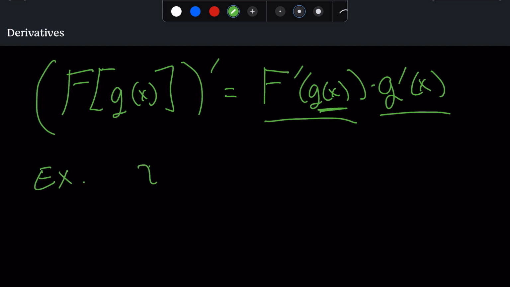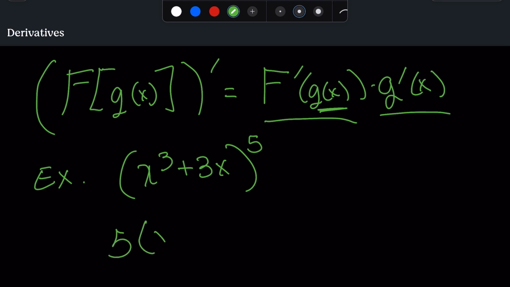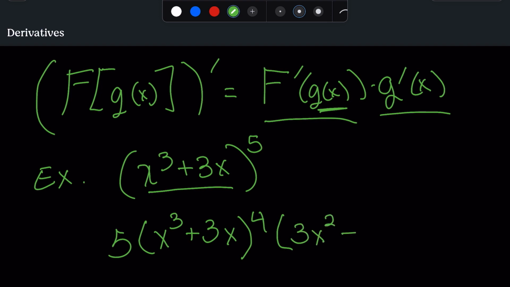So let's do something like x cubed plus 3x, all to the fifth power. Now if you look, you've got some stuff raised to the fifth power. Well, that'll be your whole outside f. So to take the derivative of something to the fifth power, that'll be 5 times the g part, which doesn't change right now, to the fourth power. So that's just a power rule. And now the chain rule says we need to multiply this times the derivative of the inside. Well, the stuff on the inside is right here. That's a power rule, 3x squared, and a constant rule, plus 3.